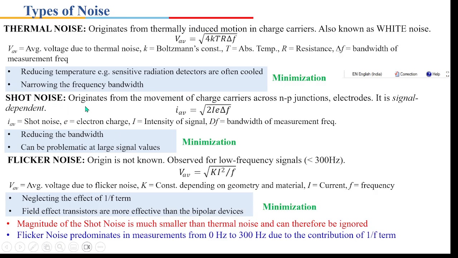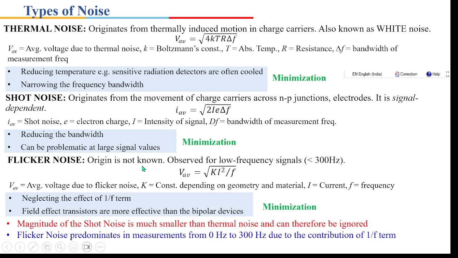Next is the shot noise. It originates from the movement of charge carriers across a p-n junction. Generally, semiconductors are there in every instrument, so due to the movement of charge this happens, and it is signal dependent. It depends on the signal, and this is the formula for the shot noise. How can we reduce it? Again, by reducing the bandwidth, and if large signal values are there, then it can be a problematic one. We will go further into this in upcoming videos.